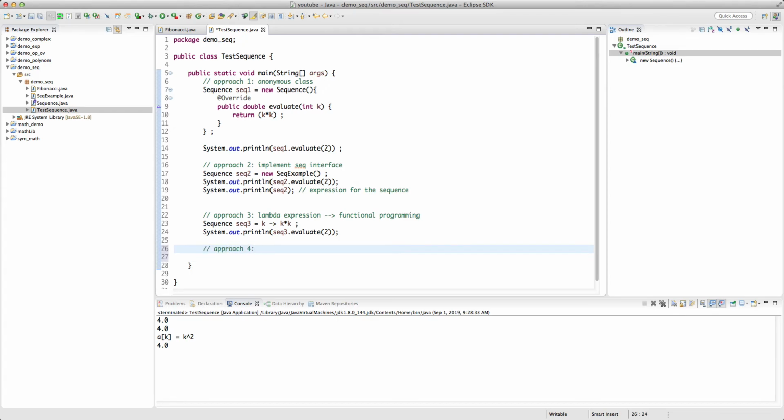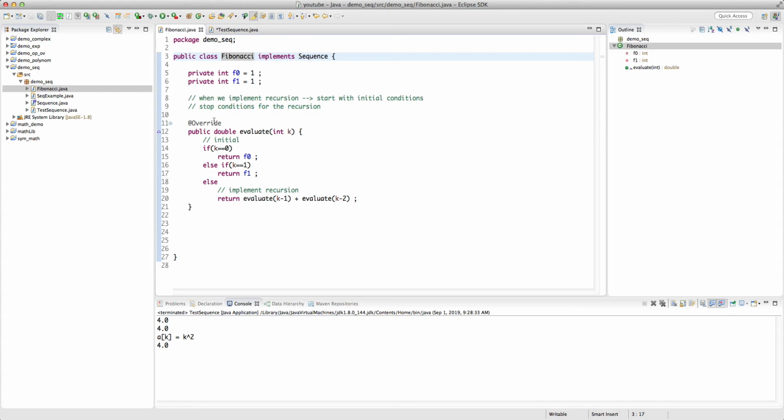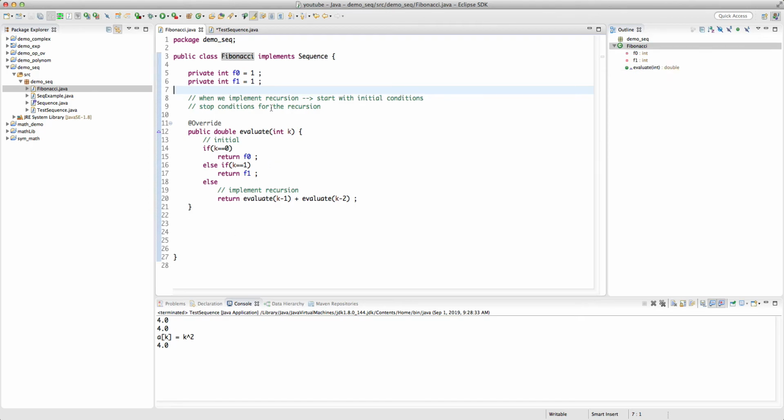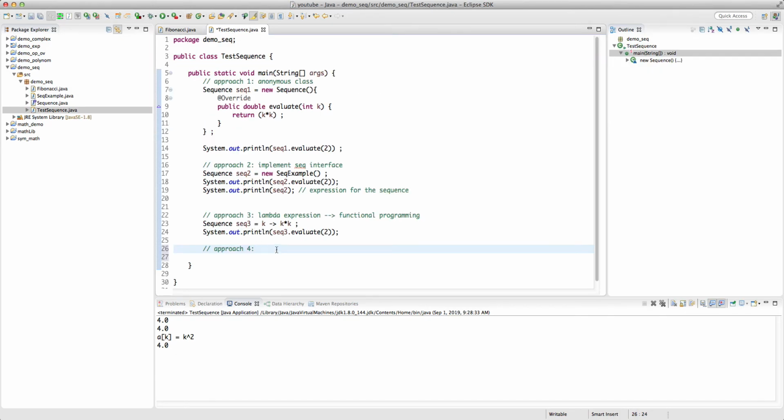approach 4, and note that because Fibonacci has a fixed definition, we could implement everything in a static way. So we call the class and the static methods instead of trying to instantiate. So in this way, first let's call this a recursive sequence.